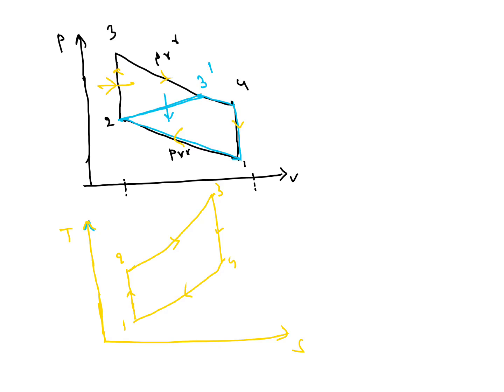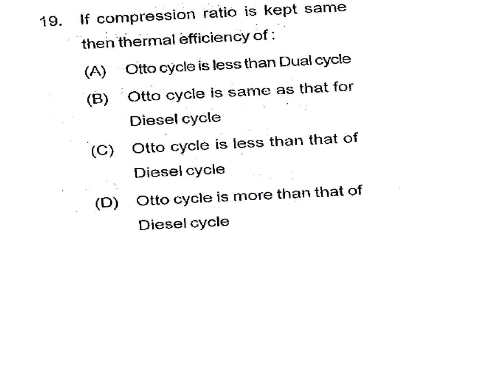Then the diesel cycle, constant pressure line, pressure is constant, 3 dash to 4, 4 to 1. So the area is less in case of the diesel cycle. So diesel cycle efficiency is less than Otto cycle, or Otto cycle efficiency is more than that of diesel cycle. D is our answer. For the same compression ratio, thermal efficiency of Otto cycle is more than that of diesel cycle.